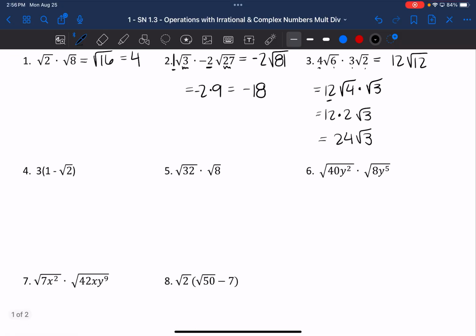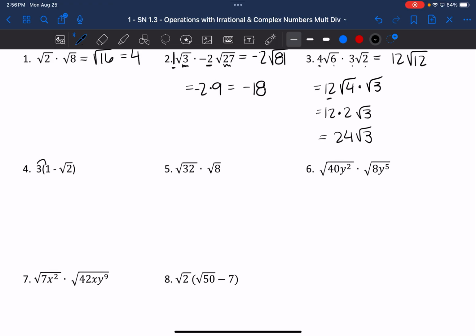All right. On number 4, what property am I going to be using? Distributive property, right. So I got 3 times 1, which is 3. And then I also multiply that 3 times negative square root of 2. So remember, there's an understood 1 right there, right? So what is it going to be? Negative 2. Perfect.